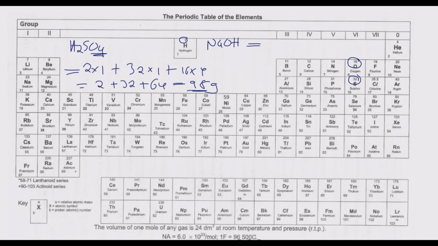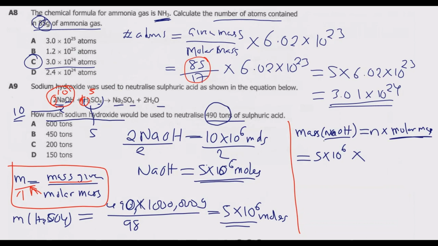The mass number of sodium is 23, then plus oxygen is 16, then plus hydrogen is 1. This gives us 40, so 40 is the molar mass. Having found 40, we can go back and place it here as 40 grams. When we multiply that, 5 multiplied by 40 will be 200, multiplied by a million. So we end up with 200 million grams. Then we divide by 1 million to convert it to tons.